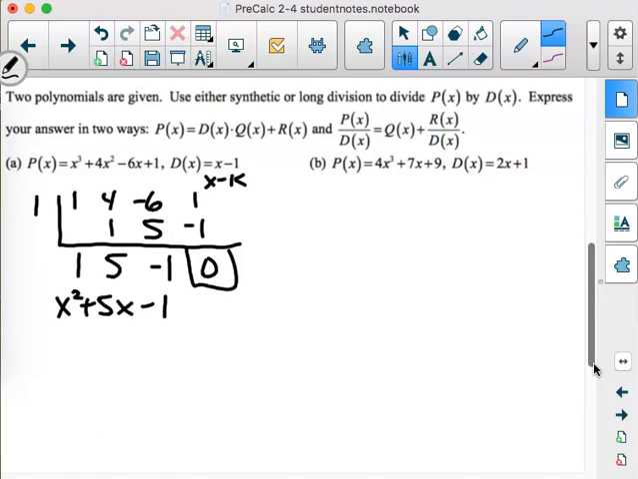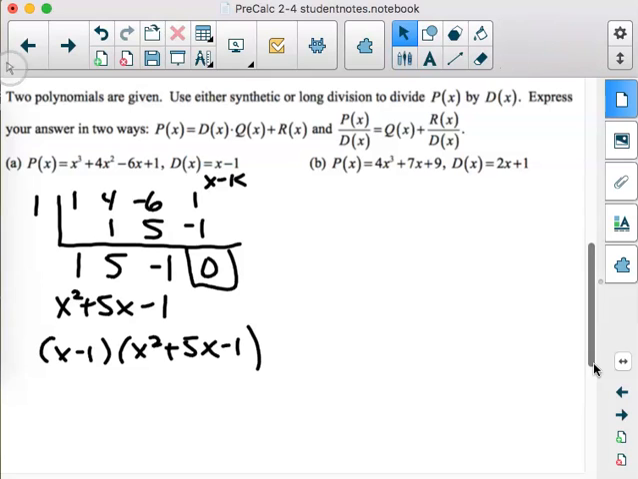Now that's in fraction form because we did not have a remainder. And for polynomial form, what we would have to do is say, if I took x minus 1 times x squared plus 5x minus 1, I would get back to the original answer. So this is fraction form, and this is polynomial form right here.